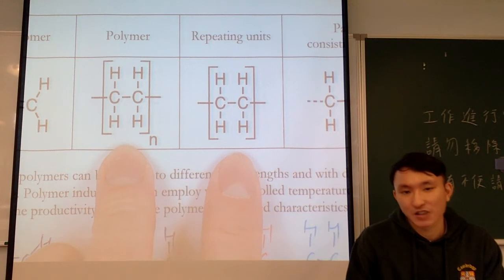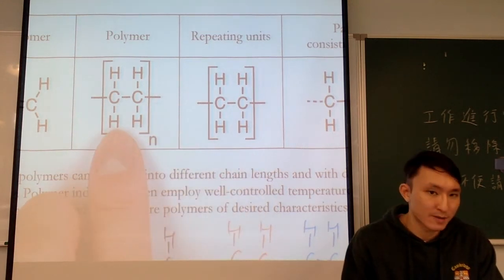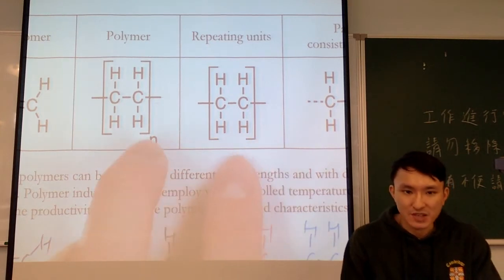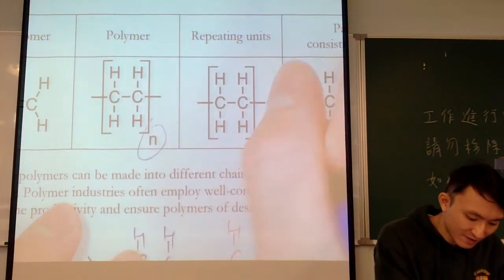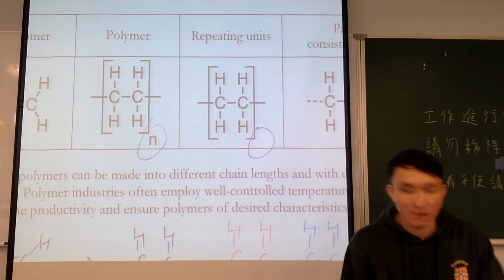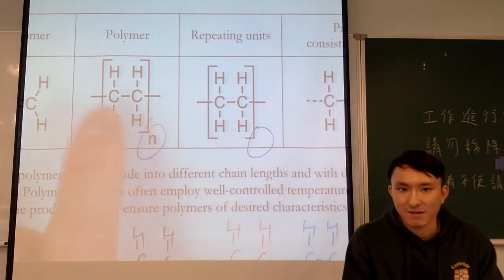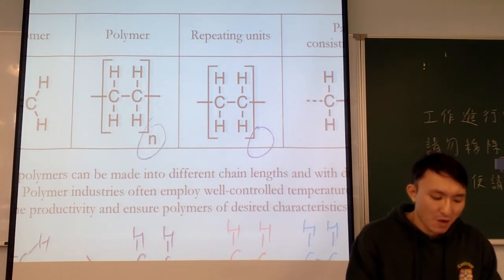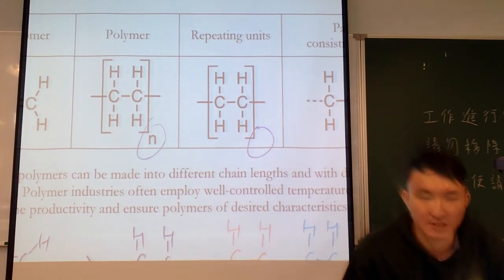Sometimes the question may ask you to show the structure of the polymer. Sometimes they may ask you to show the structure of the repeating unit. So the difference would be whether we have an N at the bottom right corner. Okay, repeating unit has no N, polymer has an N. Okay. Now, one more remark regarding repeating unit.